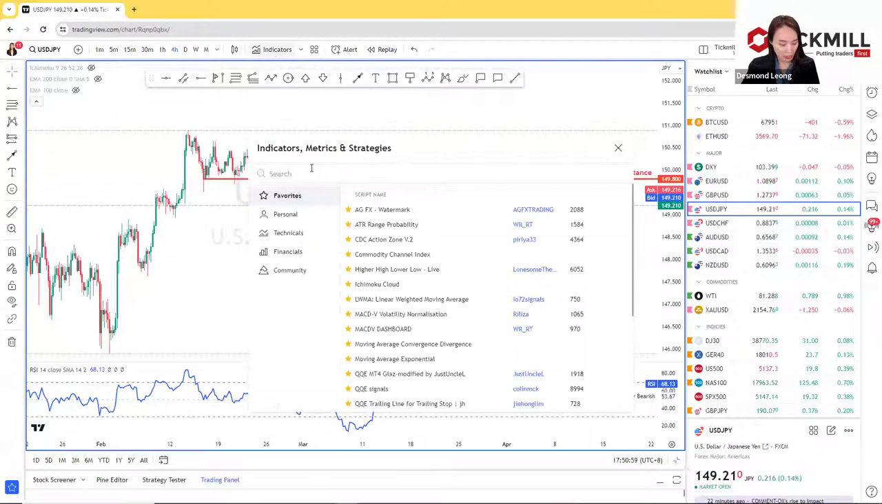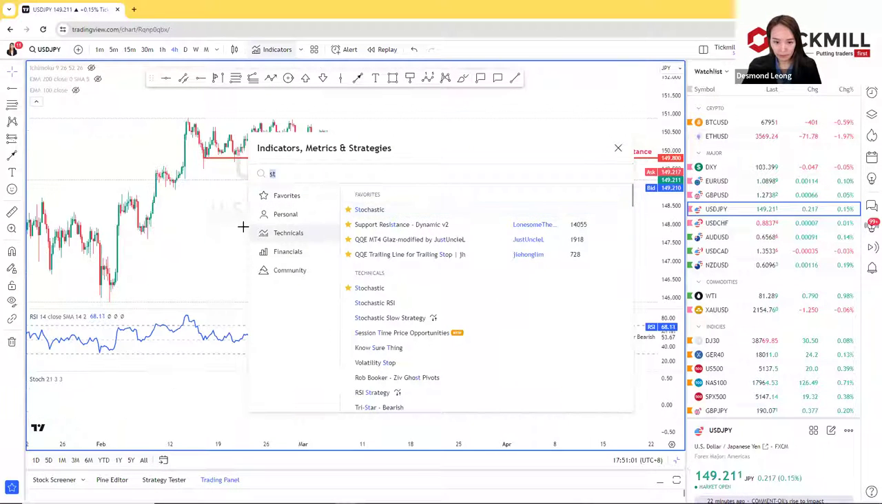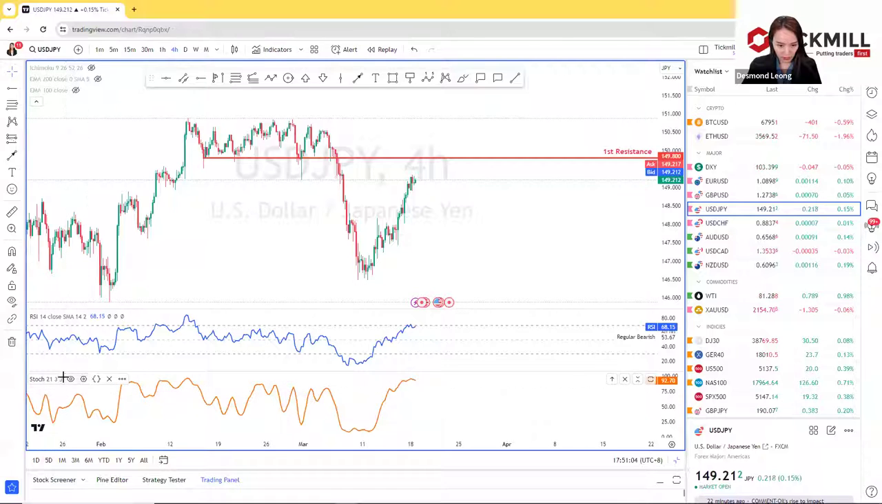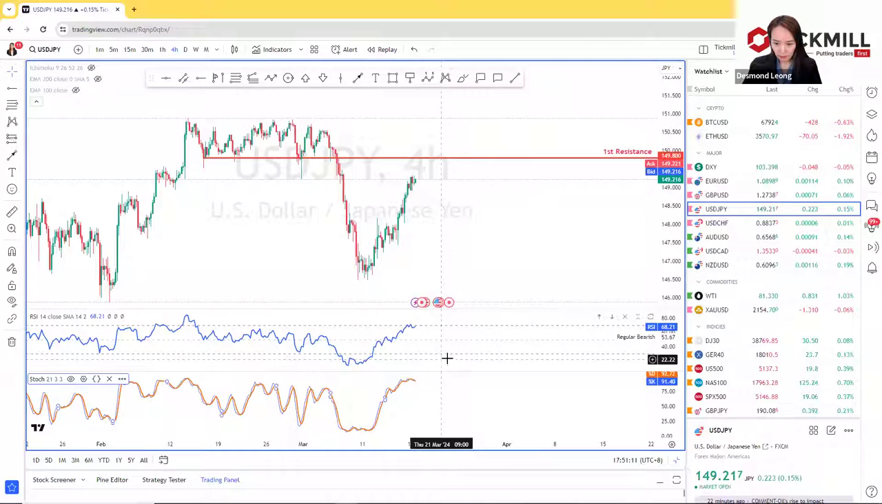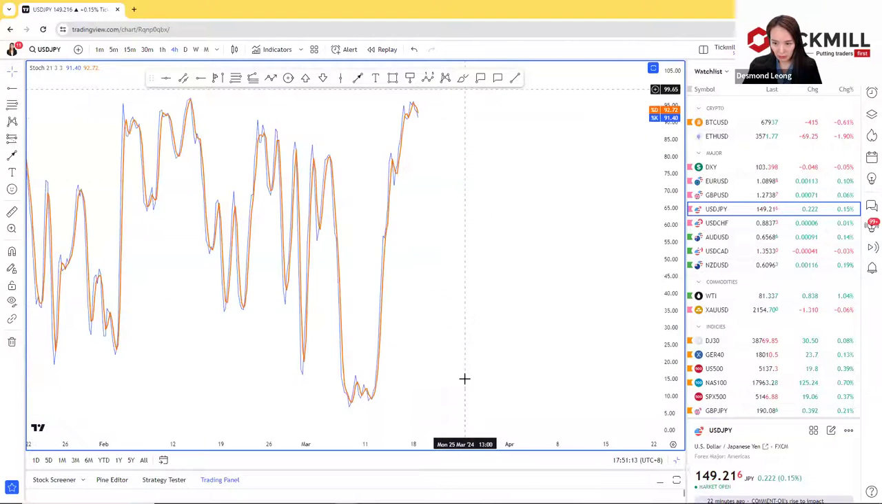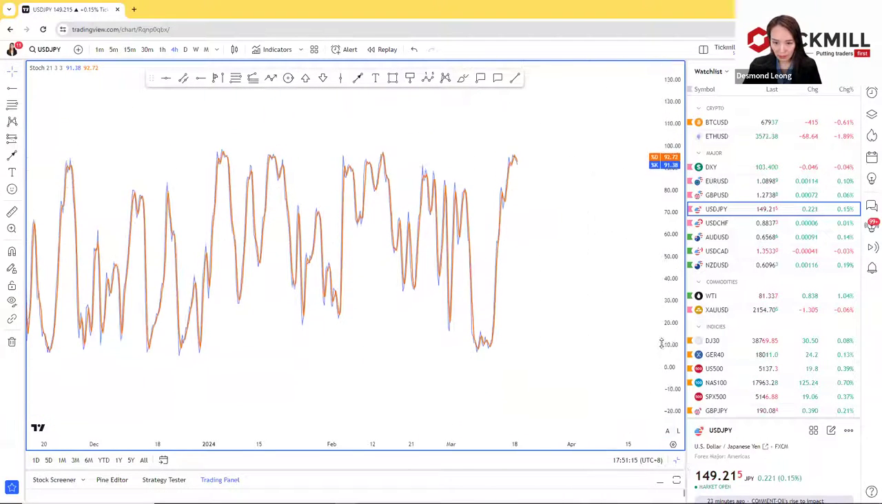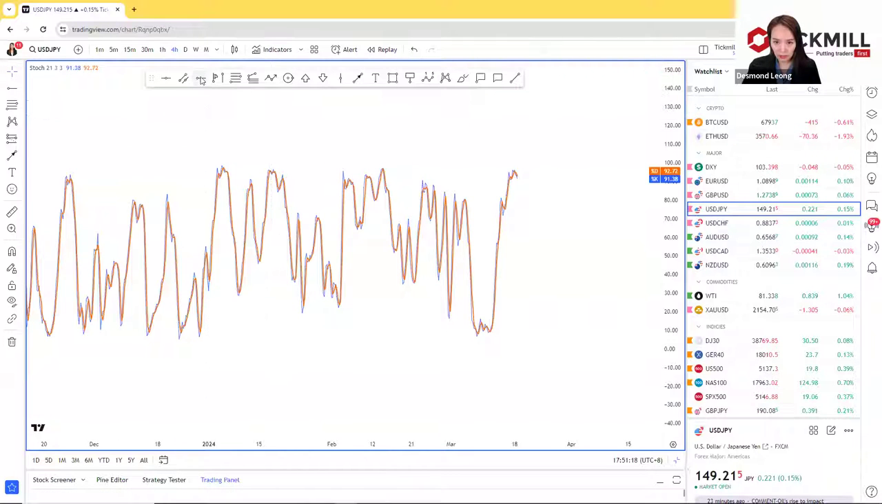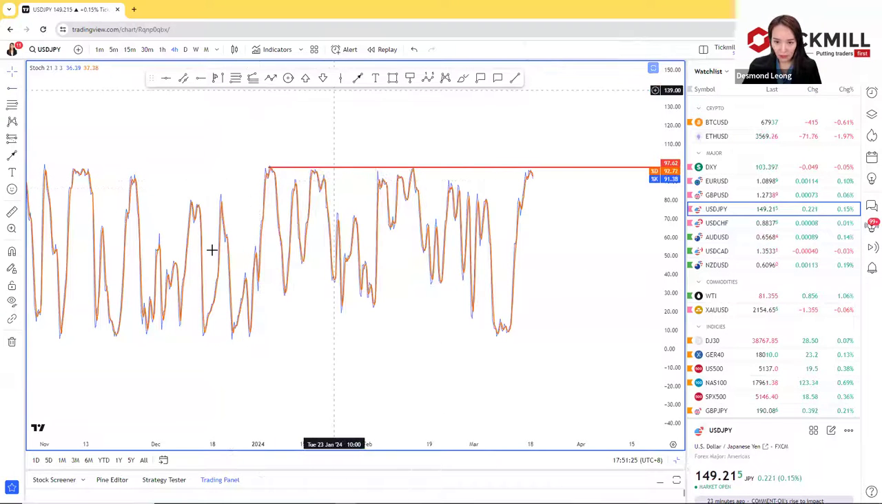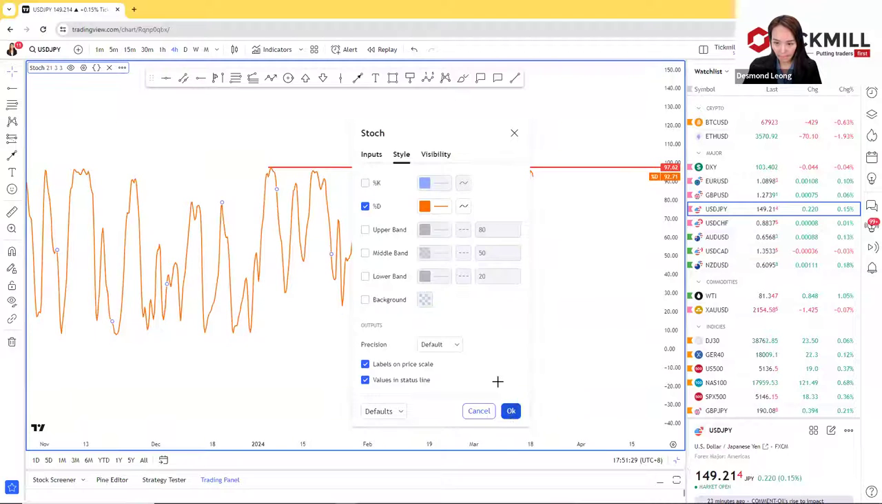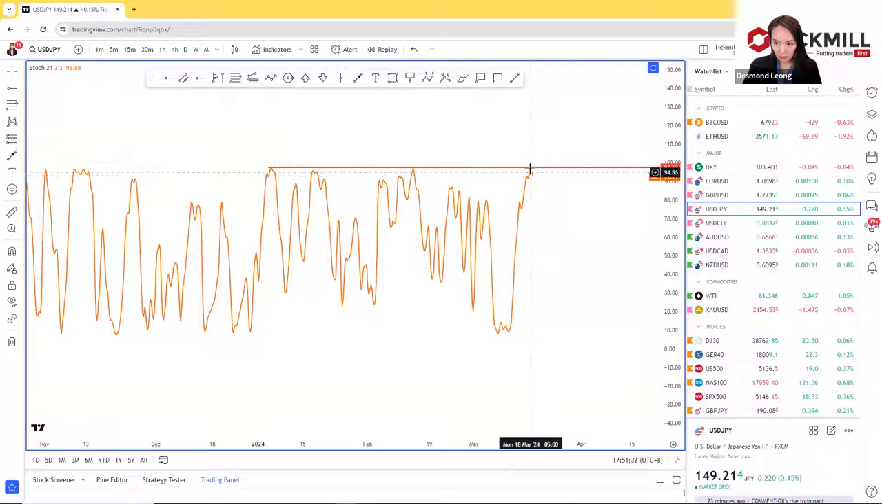Oh, you can use stochastic as well, whatever we run, you can use it. We'll use stochastic to find hidden support and hidden resistance. So it hasn't yet, you see, to me it hasn't reached my resistance level, a little bit more.